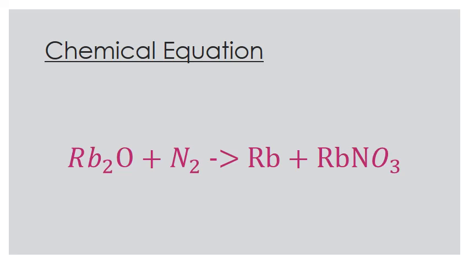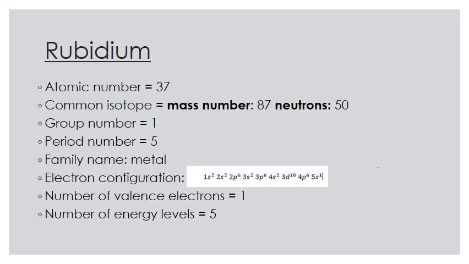The chemical equation that I chose was Rb2O plus N2, which is our reactant, and that changes into Rb plus RbNO3, and that is our product. I had to find the element information for all the elements in this chemical equation, so I will explain the element information for rubidium.